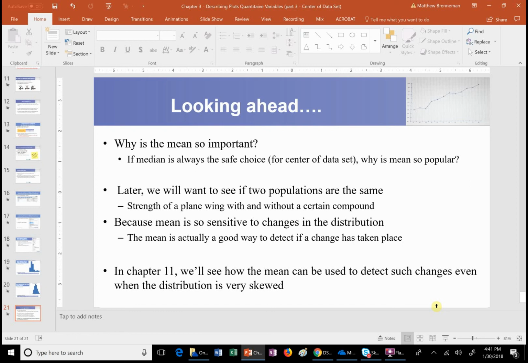Kind of like when the miners go down in the mine, they usually take a canary with them, right? Because canaries are really sensitive to dangerous chemicals. They would tell you right away if there's a dangerous chemical. The same thing here: because the mean is so sensitive to changes, it's going to be able to tell us whether two distributions are the same. So that sensitivity is going to come into play later on.